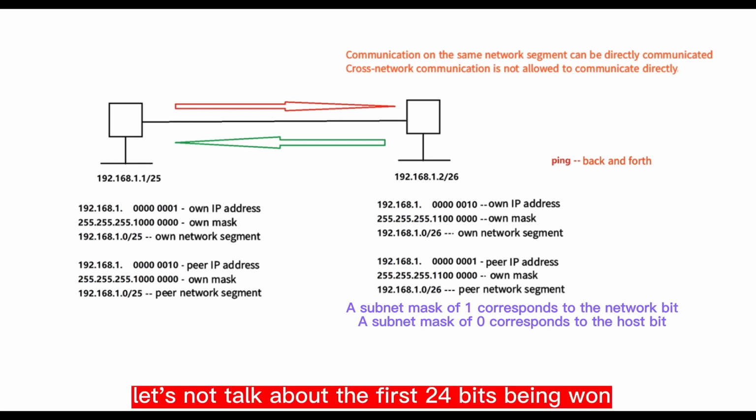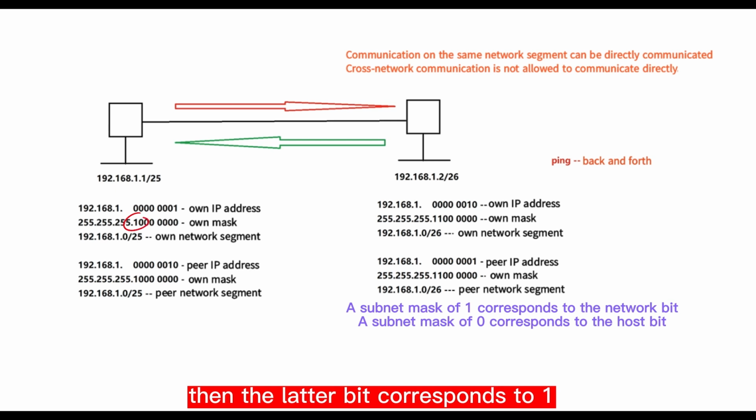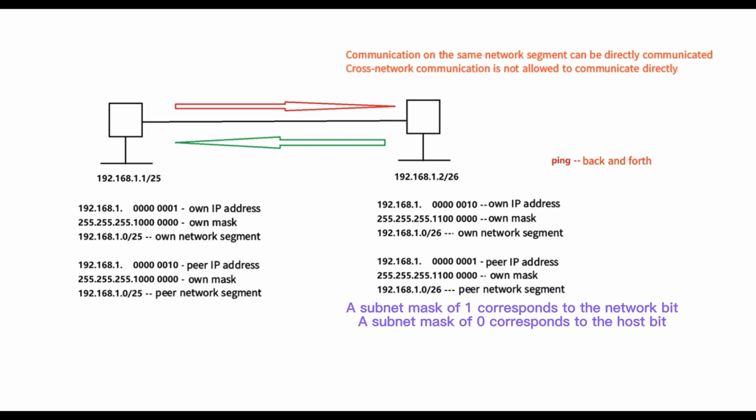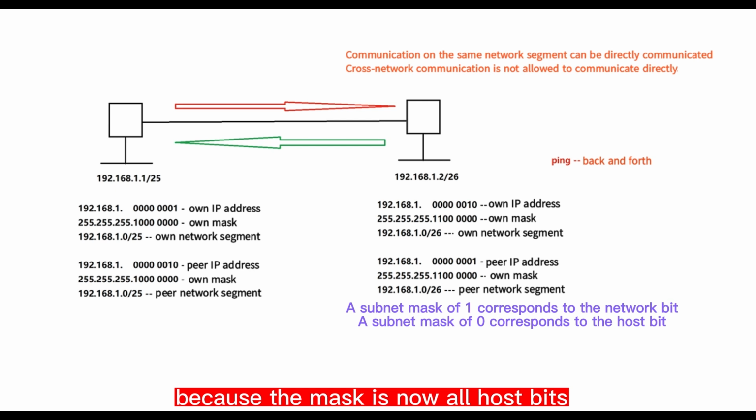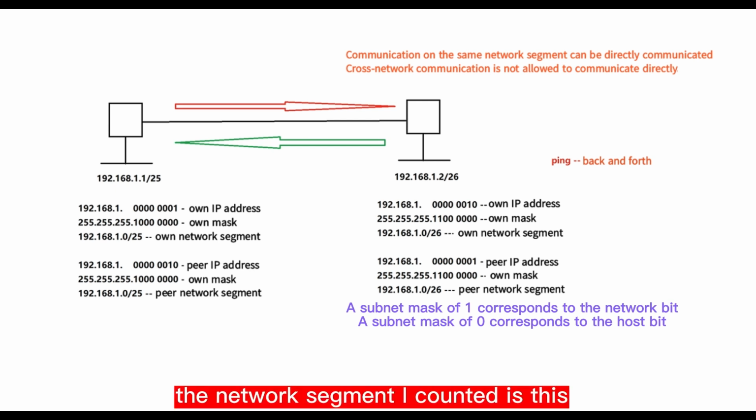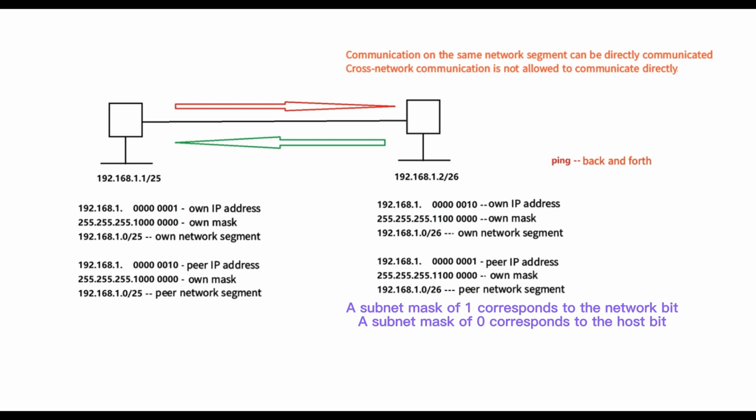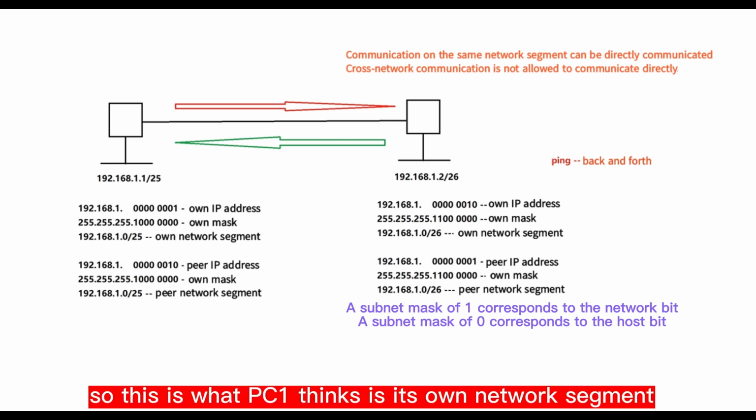Let's not talk about the first 24 bits being 1. It is 192.168.1. Then the latter bit corresponds to 1. This one is sure, that is actually 0. I don't even look at the corresponding ones behind, because the mask there is all host bits. So actually, the network segment I counted is this. The network segment is a 25-bit mask, because the mask of PC1 itself is 25 bits. So this is what PC1 thinks is its own network segment.